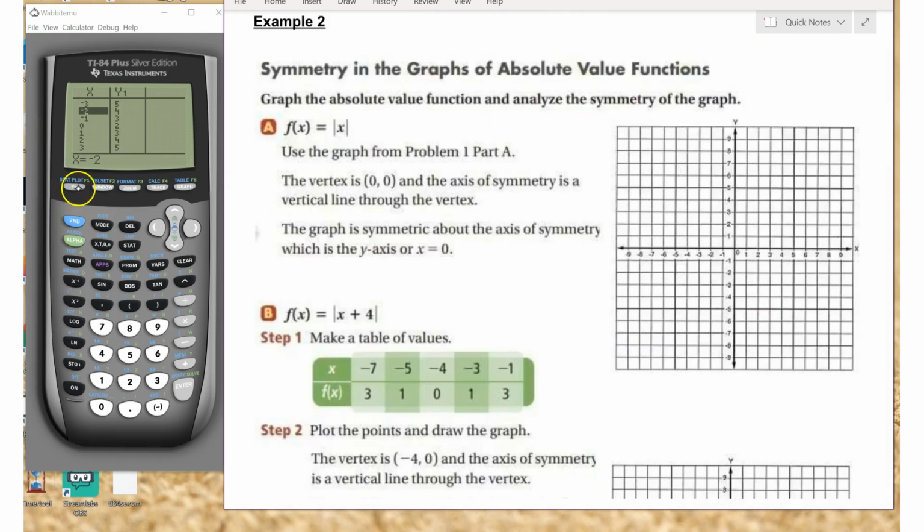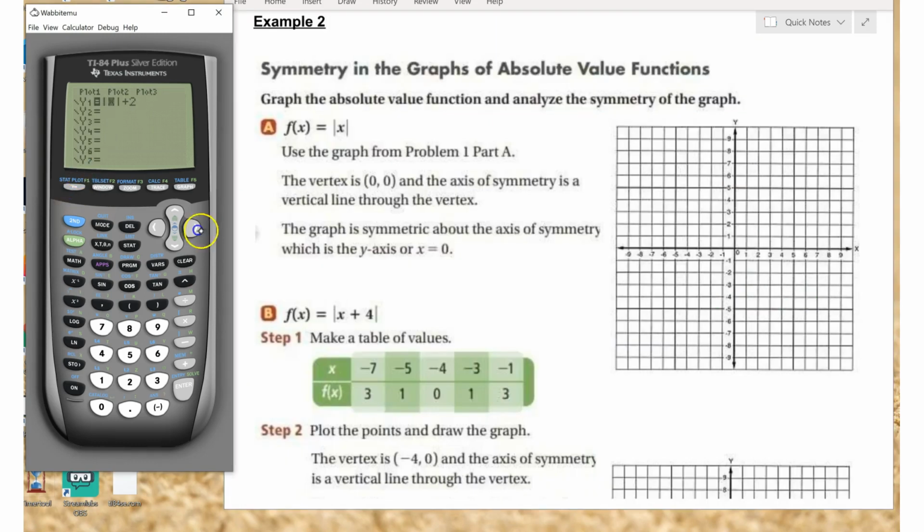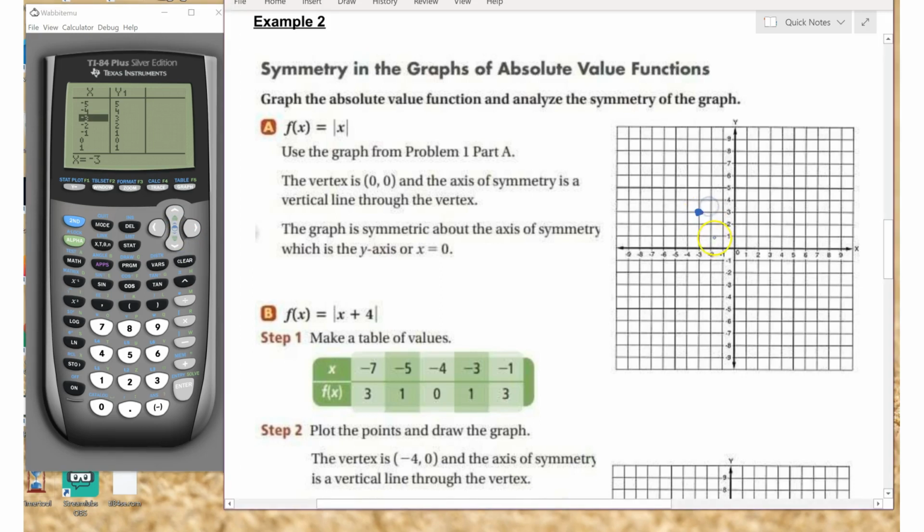So we're going to go back to our graphing calculator, and we're going to graph the parent function, which is the absolute value of x. And so I'm going to use those ordered pairs that are there. I'll start with negative 3, 3. Negative 2, 2. Negative 1, 1, 0, 0, and then so on. So please go ahead and do that.